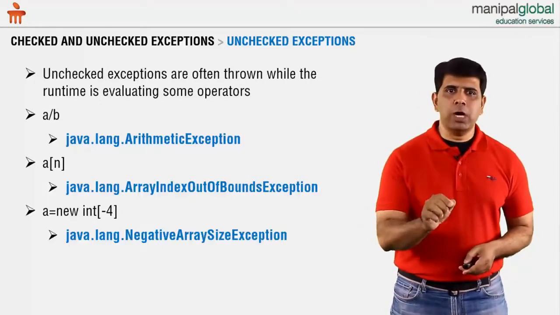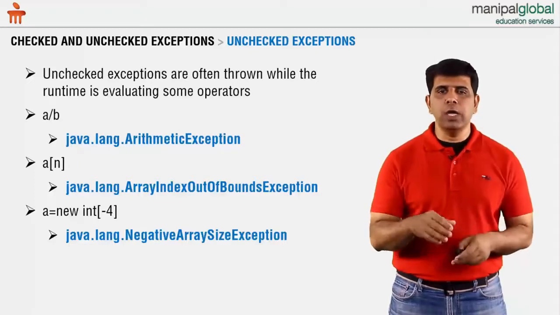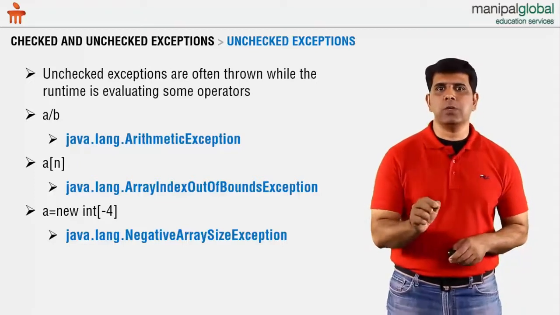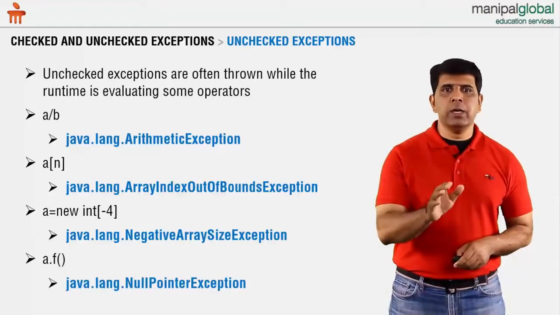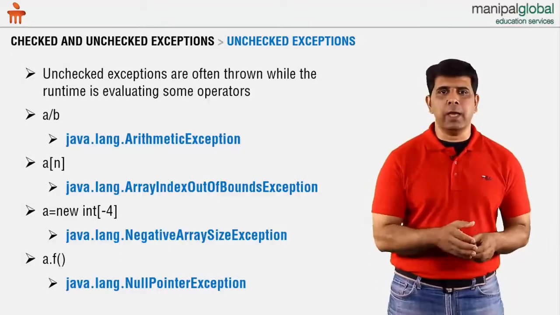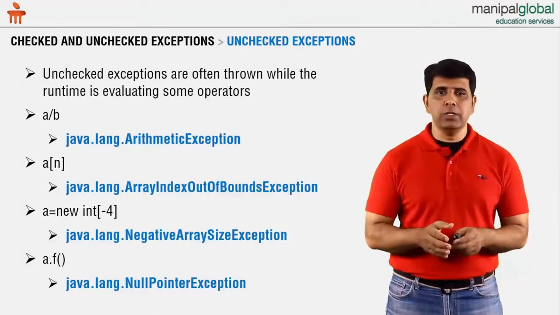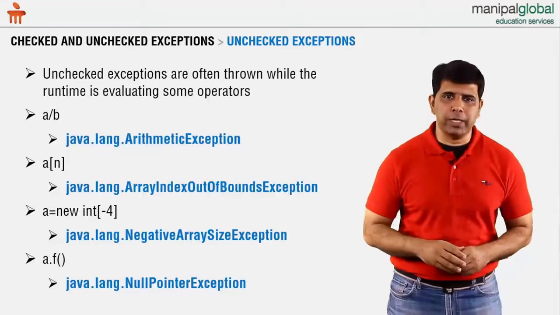Now Java compilers actually would have checked and put some code, but at the runtime you're going to get an exception called negative array size exception. There is a.f. What if a is a reference to an object, but at this point in time a is not pointing anywhere? So a is null, so null.anything is a cause for null pointer exception.